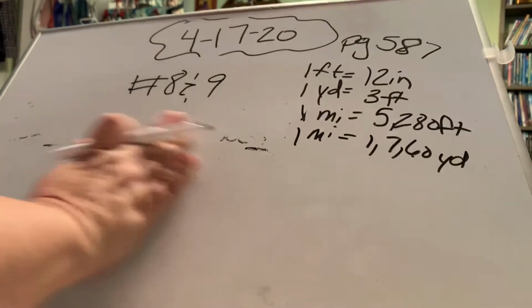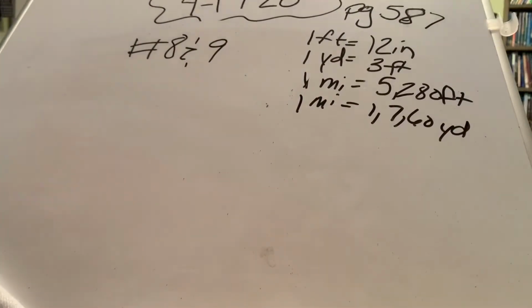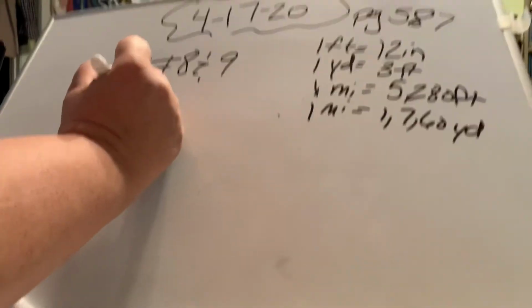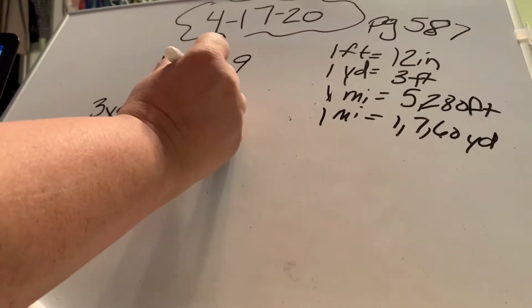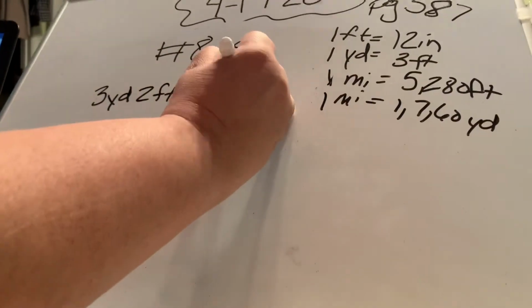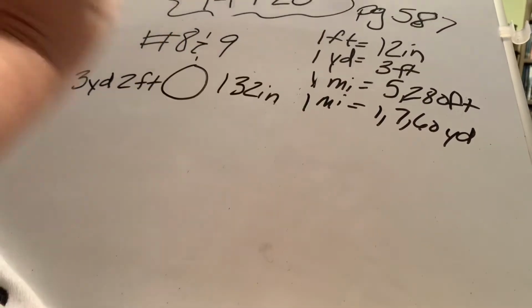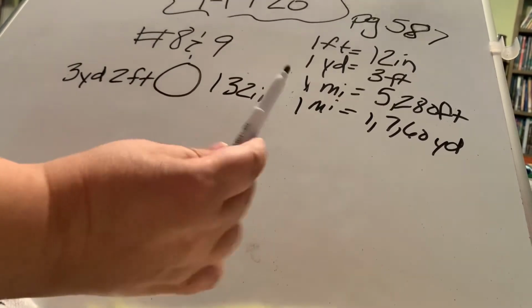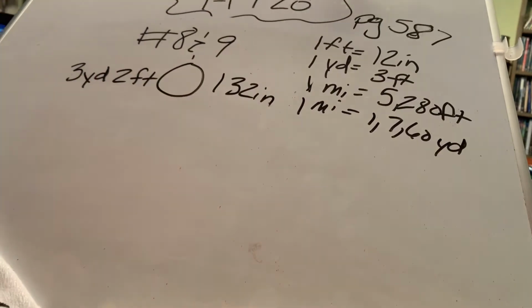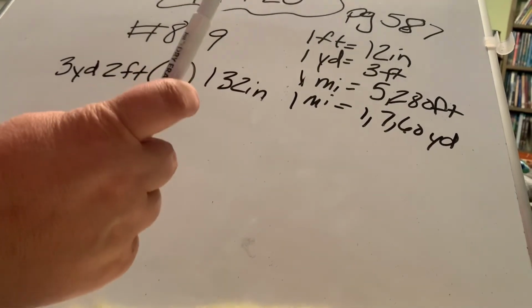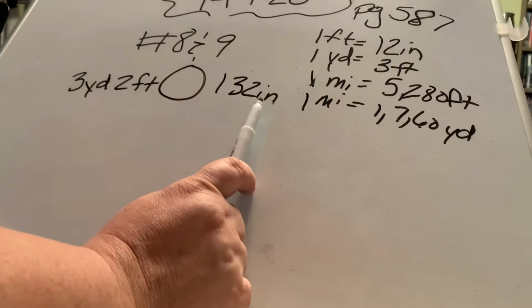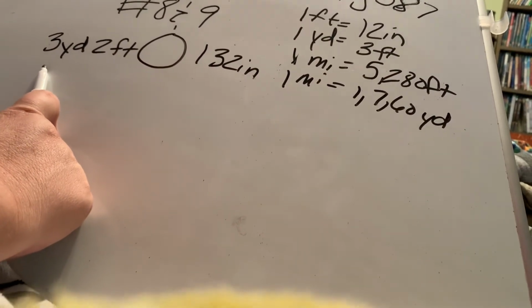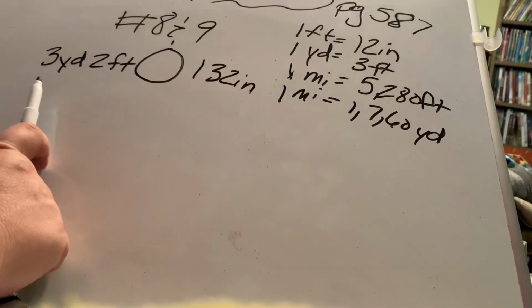All right, so let's look at 9 real quick. 9 says 3 yards, 2 feet, and we are comparing that to 132 inches. Okay? All right. I'm going to change them both. Ooh, now this one is kind of hard because look, this is in inches, this is in feet and yards, okay? So you're going to have to change it more than once to get there, okay?